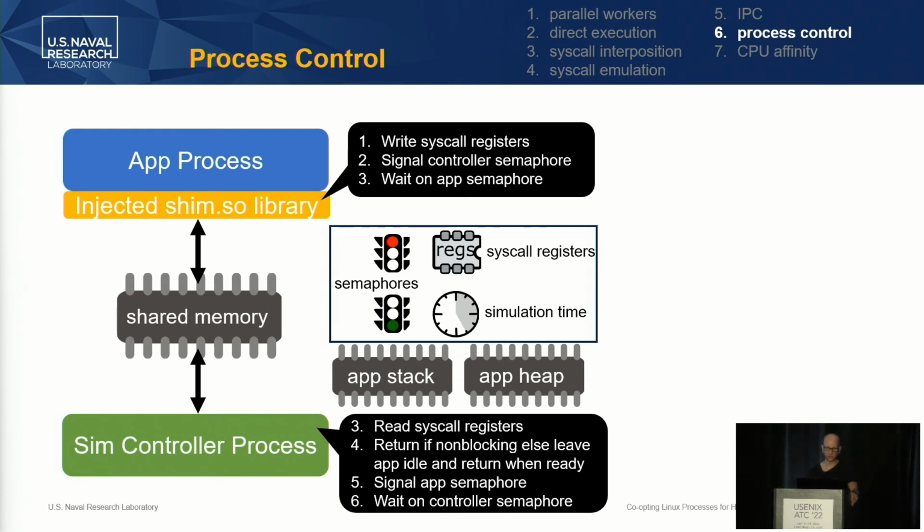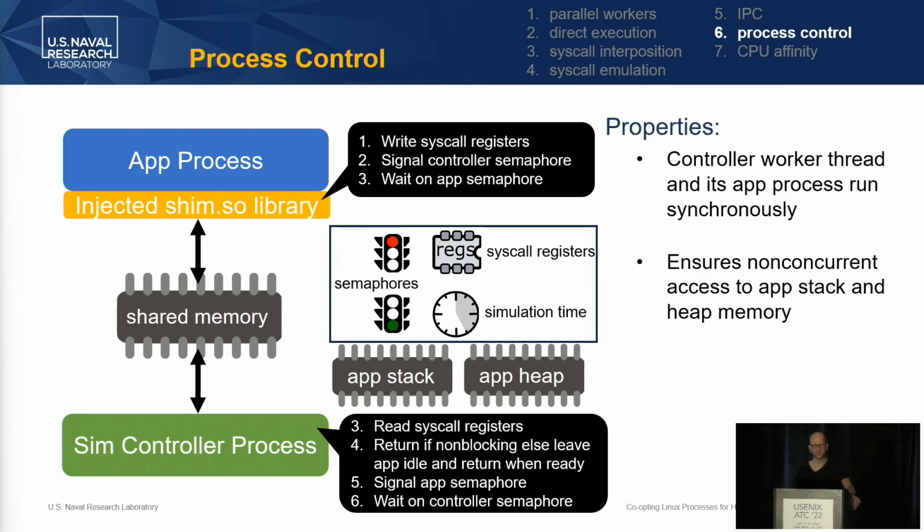Once it does return, it will signal the application semaphore to wake up, and it will wait on the controller semaphore. So the property this gives us is that at any given time, only one of the application process and the controller process is active. And this ensures non-concurrent access to the app stack and heap memory, which means we don't need to lock accesses to that memory, for efficiency.